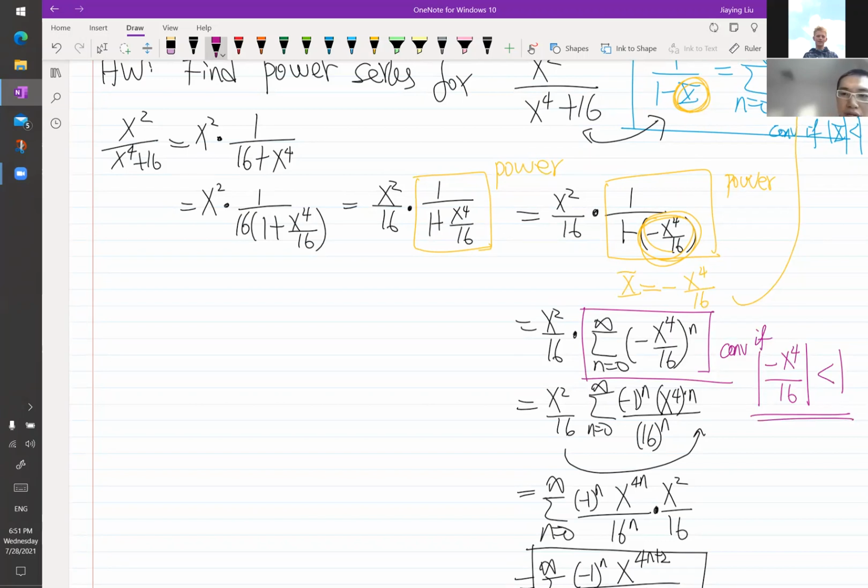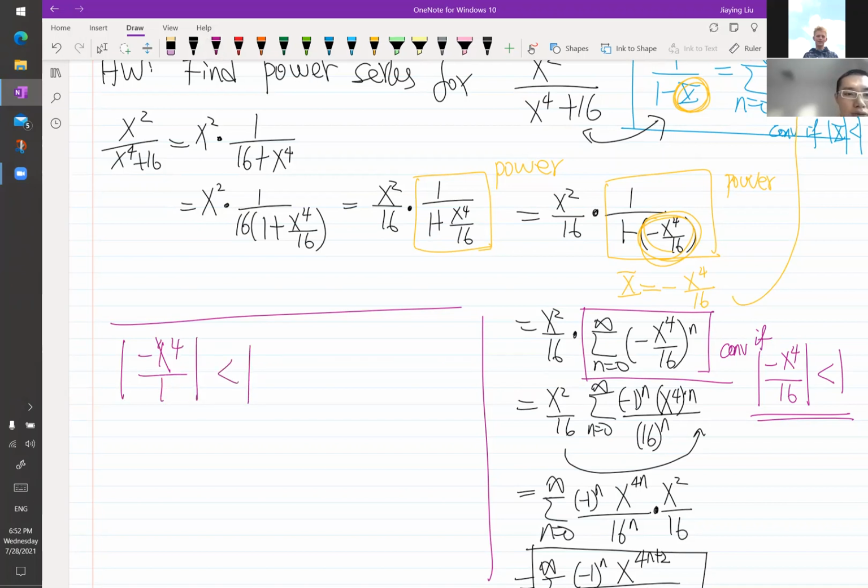I believe that's correct. So I'm going to put the work on the side. Correct me if I'm wrong here. I could be wrong on this, then I have to double check and get back to you. So absolute value, capital X is negative x to the fourth over 16. We want it to be less than 1 for the series to be convergent. And then we're just going to multiply by 16 on both sides. So we get absolute value of negative x to the fourth less than 16, and drop the negative, become x to the fourth less than 16.